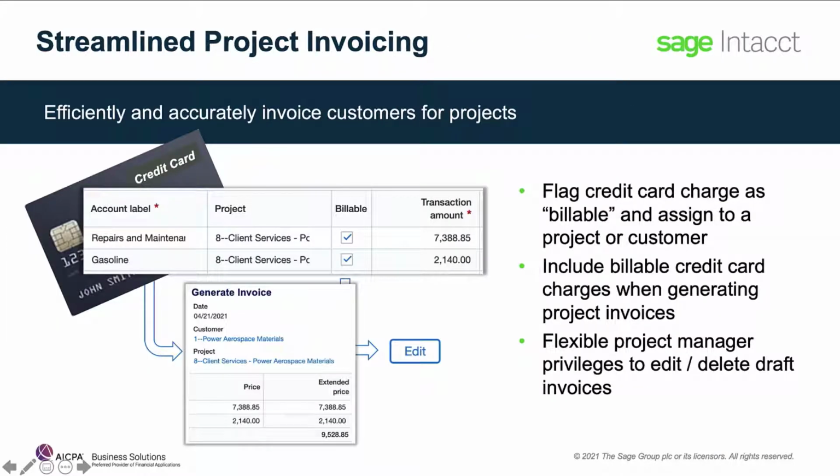2021 Release 1 streamlines project invoicing so you can efficiently and accurately invoice customers for your projects. You can now easily flag and include billable credit card transactions during the project invoice generation process. You can configure Intacct to grant project managers privileges to directly edit and make corrections to the draft project invoices they generate before they are posted.